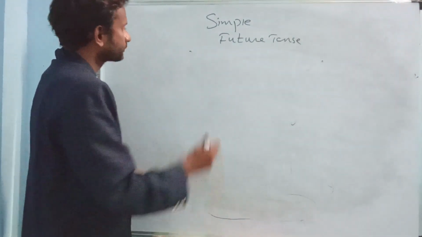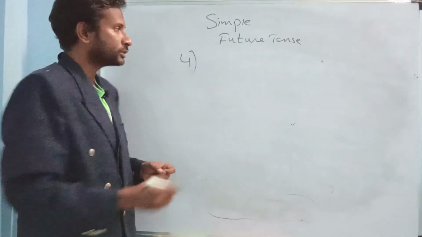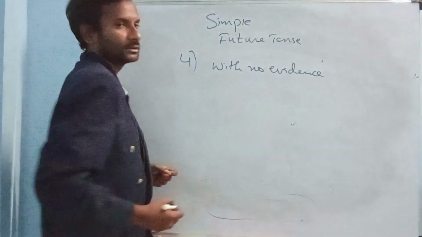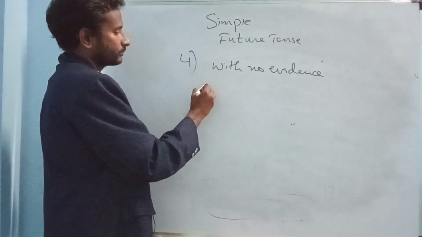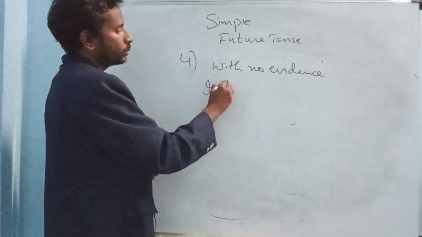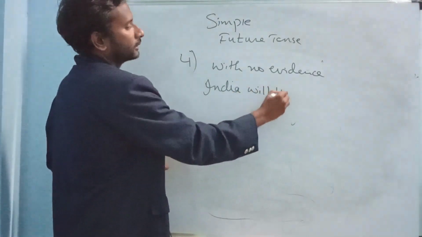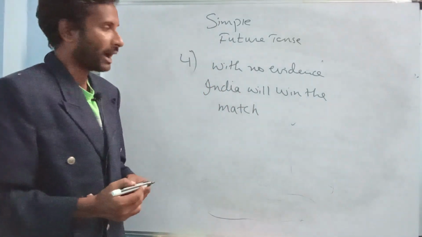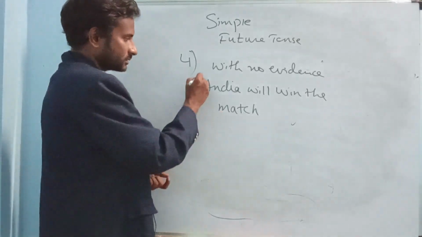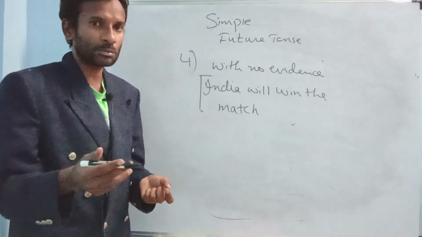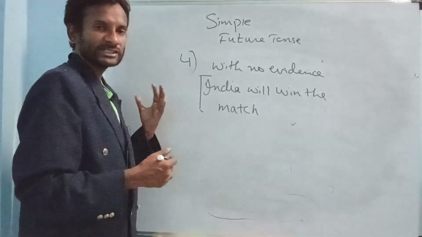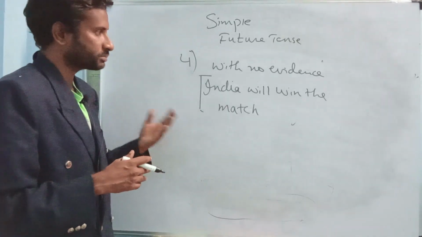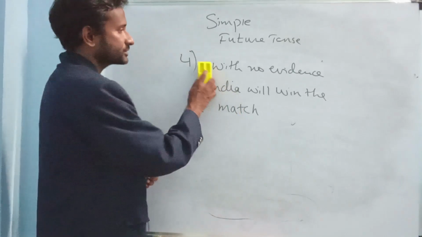Let us go to another use. When you speak something with no evidence of the future, so there is no evidence. For example, India will win the match tomorrow. Will win the match. So this is not an action that will happen compulsorily, but with no evidence, you would like to just casually say that India will win the match. So there, with no evidence, you can also use simple future tense.